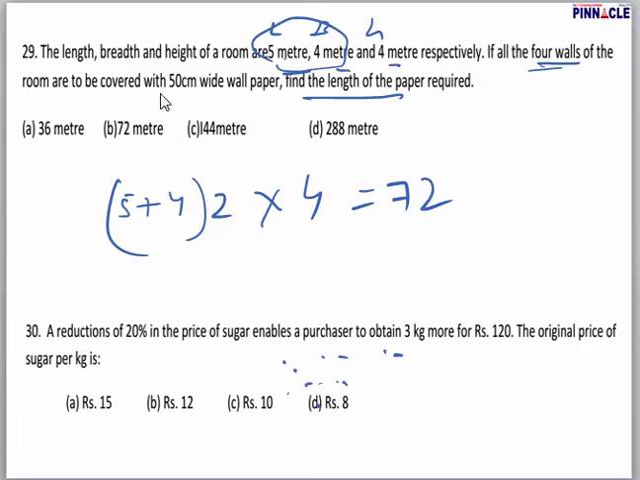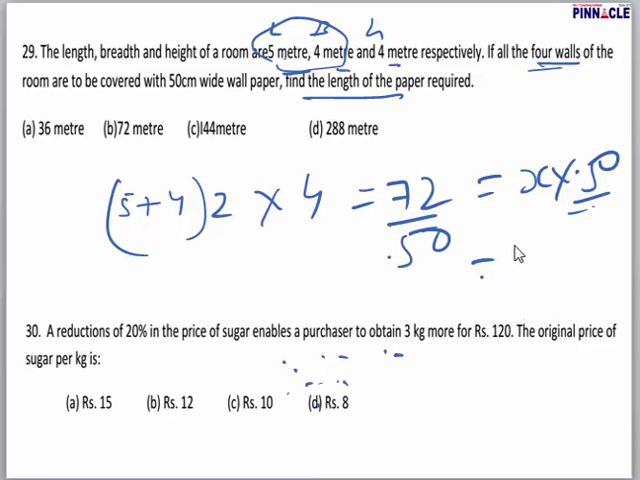In this case, the surface area is a meter square, and we have to find the length of this wallpaper. The width is 0.50. If you divide it by 0.50, you will get 144 centimeter. 144 into 0.50 will be equal to 72. Answer is 144.